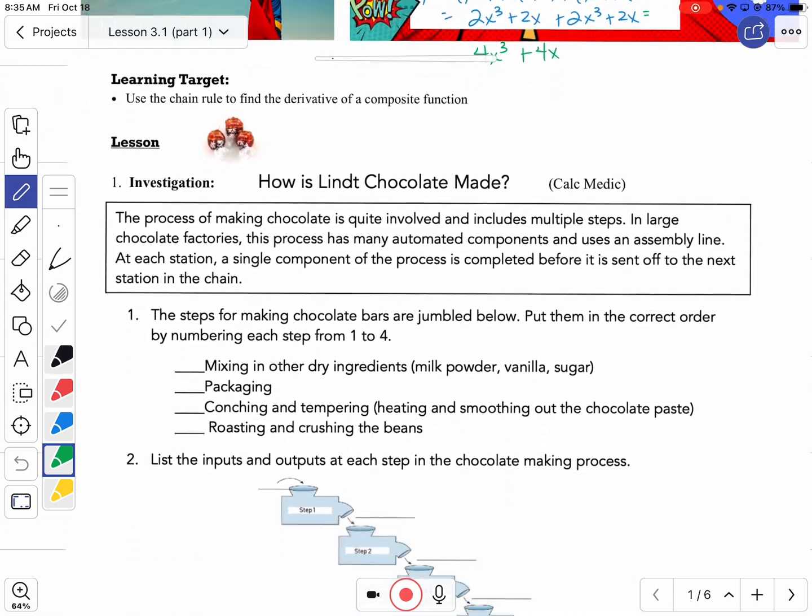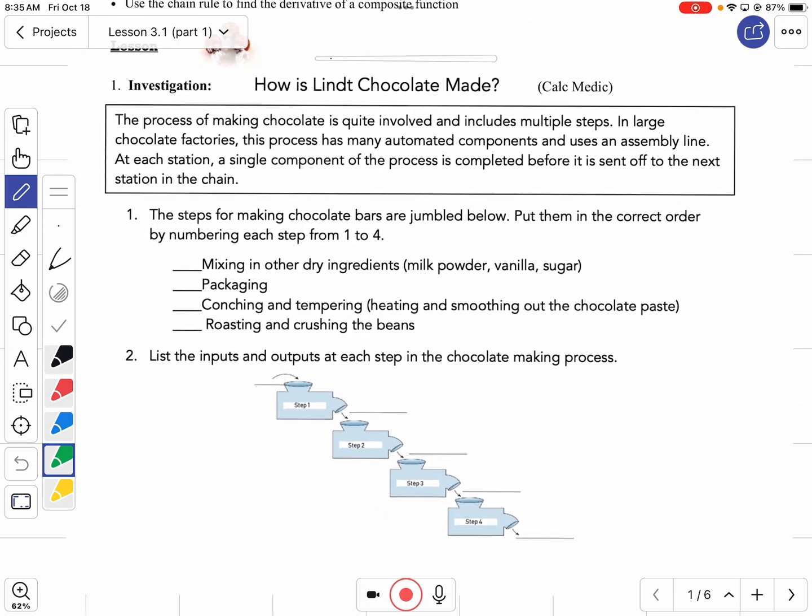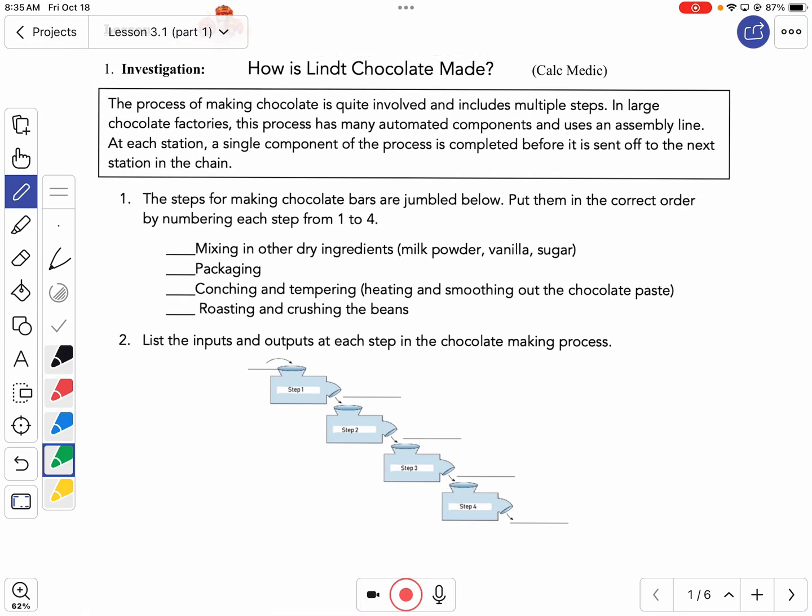Sorry, bud. All right. So let's take a look at this. There's a couple of questions here, I think four questions. Let's take a second and work through that. It's talking about how chocolate's made and then leads us through some input and output process. Work through those four things in your investigation with your group, and then we will discuss it. Talk about how it applies to calculus.